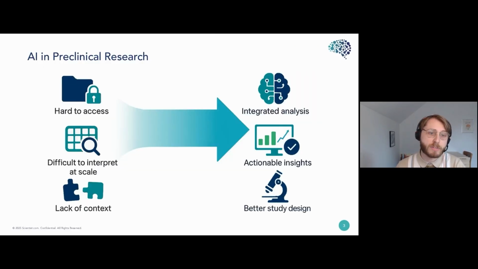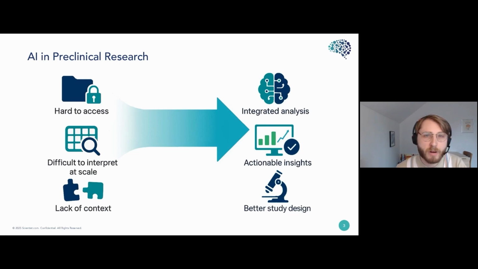So at this point, artificial intelligence is being applied across every stage of biomedical research. But today we're narrowing in on its role in preclinical workflows. This is an area where researchers face some serious bottlenecks, but not always because of a lack of data, but because sometimes the data is hard to access or difficult to interpret at scale, or not easily integrated with the context needed to make it useful.